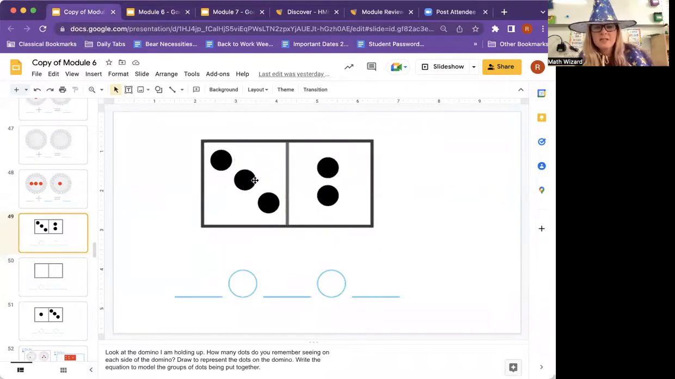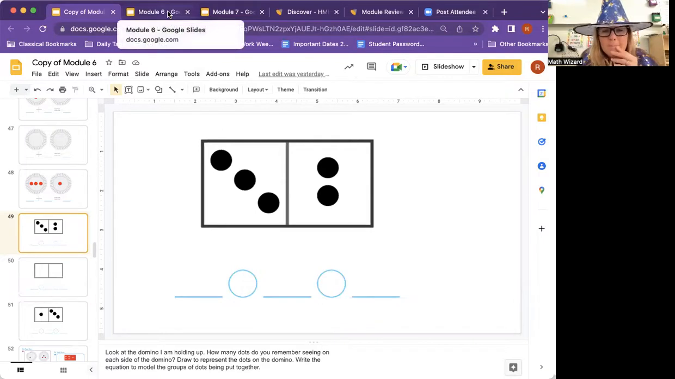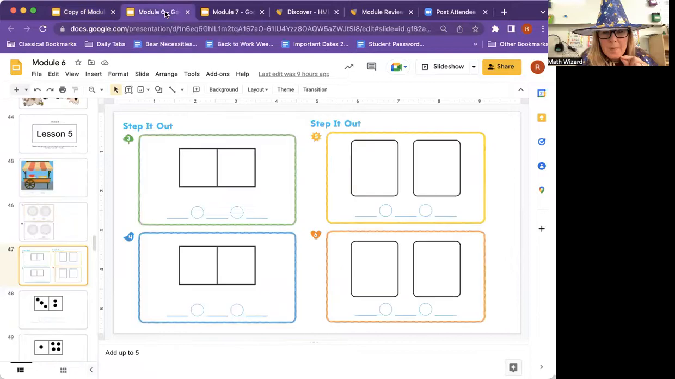Count how many are on this side. Really look at it. Okay, look at the domino. How many dots are on each side? Okay, look at those. Count them. Now we're going to look at this domino. How many dots were there on this side?